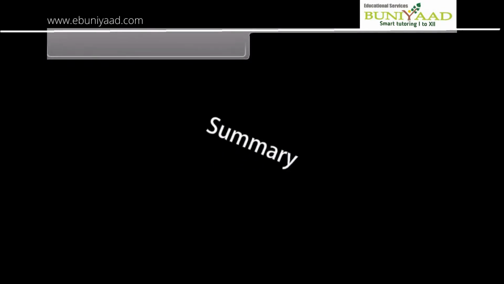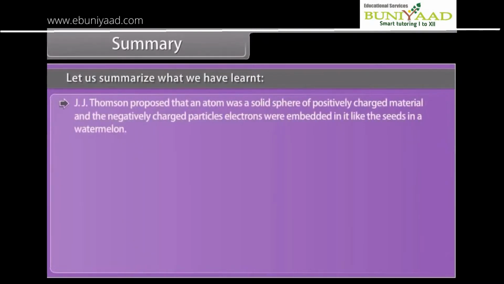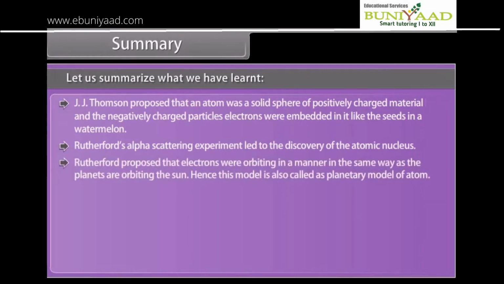Summary. Let us summarize what we have learned. J.J. Thomson proposed that an atom was a solid sphere of positively charged material, and the negatively charged particles, electrons, were embedded in it like the seeds in a watermelon. Rutherford's alpha scattering experiment led to the discovery of the atomic nucleus. Rutherford proposed that electrons were orbiting in the same way as the planets are orbiting the Sun. Hence, this model is also called the planetary model of atom.